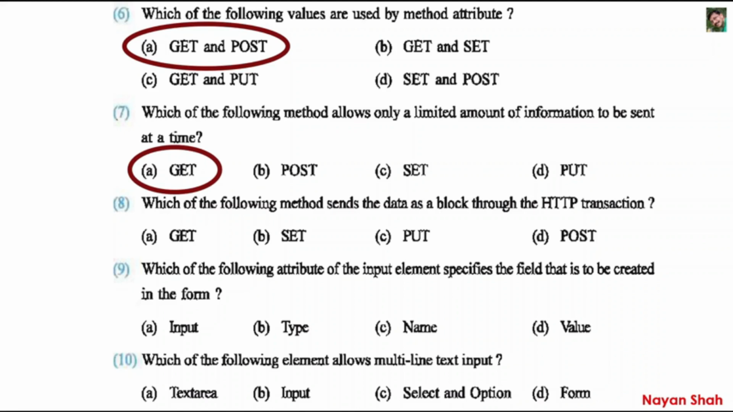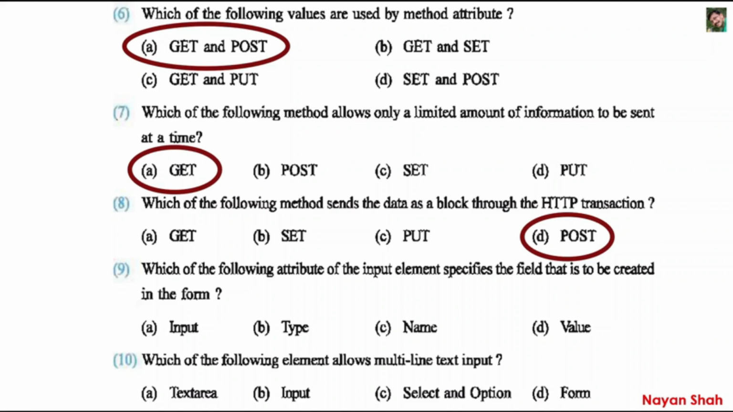Eighth question, which of the following methods sends the data as a block? That block means a file through the HTTP transaction. Again, you know that the possible answers can be either get or post. And as we have discussed in the previous MCQ, here the answer would be post, because post sends the data as a block through the HTTP transaction rather than sending it as an attachment to the URL.